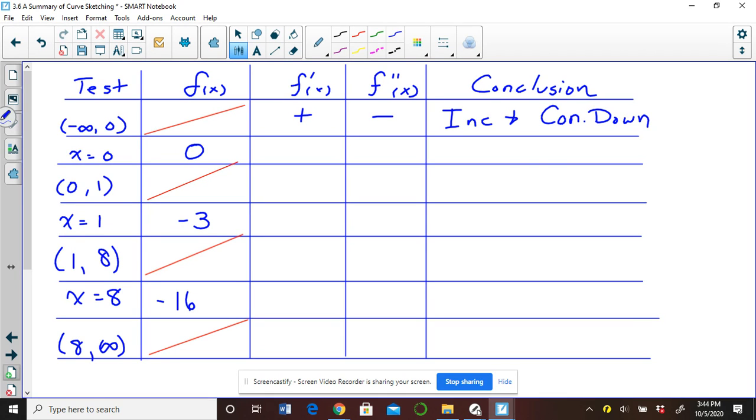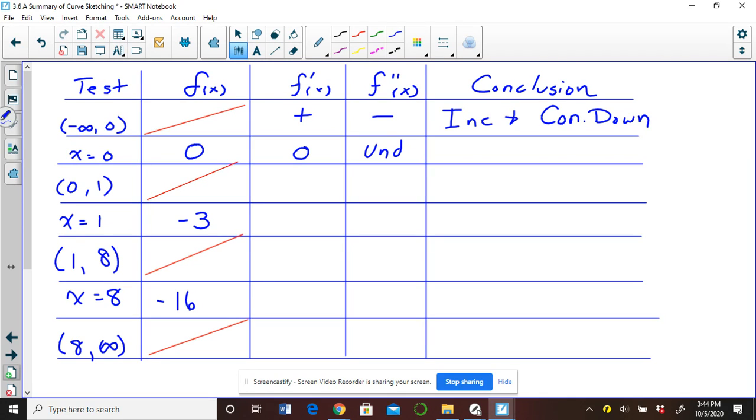At 0, f of x is 0. F prime of x is 0. F double prime is undefined. So it fails the second derivative test. Therefore, we're going to have to now look at comparing our intervals here in a minute.